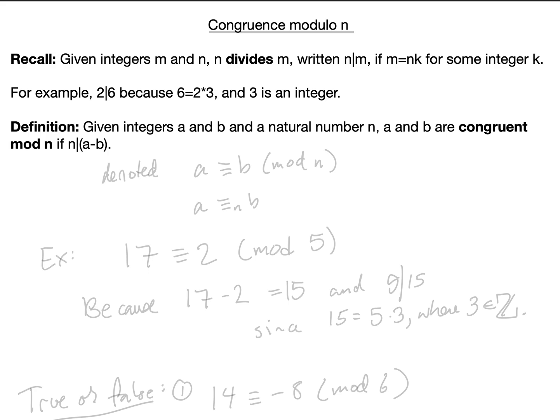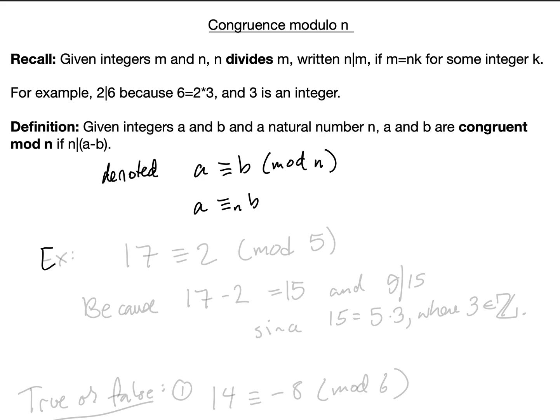So here's our new definition. Given integers a and b and a natural number n, a and b are congruent mod n if n divides a minus b. This is denoted in several different ways. It is denoted a is congruent to b mod n or modulo n. It's also written as a is congruent mod n to b.